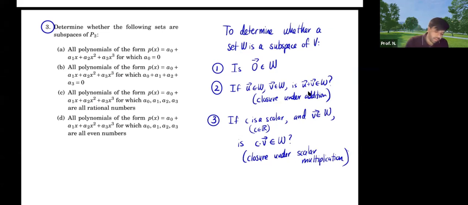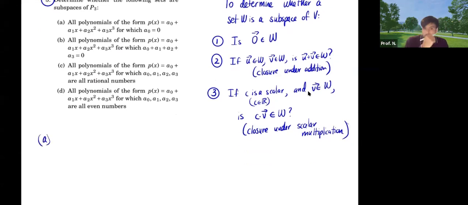So if we look at this problem here, part A says, is the set of all polynomials who has this form, a naught plus a1 x plus a2 x squared plus a3 x cubed, for which a sub 0 is 0. So I'm going to write it as this. W is the space of all polynomials in the space of P3. This whole thing is saying that the polynomial P is a cubic polynomial, so P is inside P3. A subspace of any vector space, that's right.